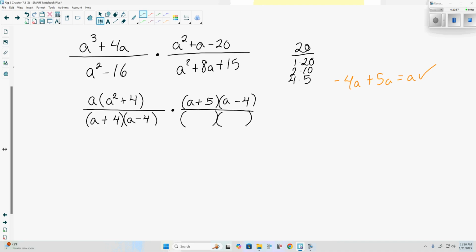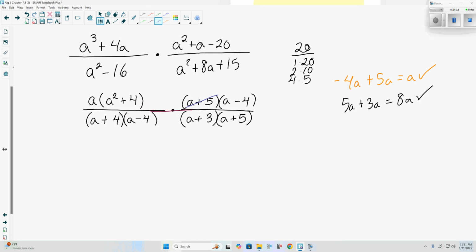Now that brings us to our last one, the a squared plus 8a plus 15. Since the third term's positive, the signs are the same and match the sign of the middle term, plus and plus. A and a, yes, I would agree, 3 and 5. Because it would give us 5a plus 3a, which is the 8a that we wanted. And again, we can multiply these together.